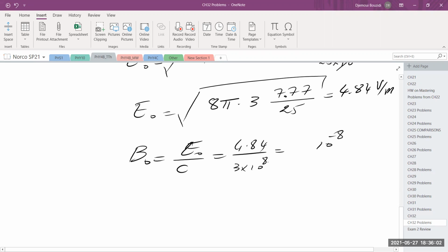And the answer is going to be some number times 10 to the negative 8. 4 divided by 3 is what? 4.8 divided by 3 is what? 1.2? 10 to the negative 8 Tesla. It's extremely small magnetic field.